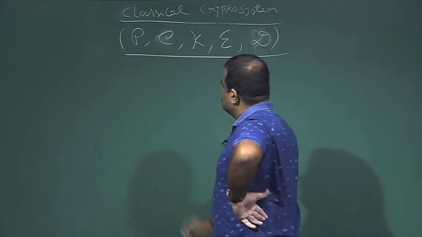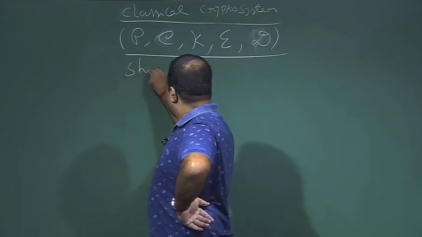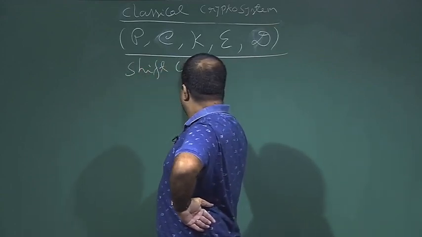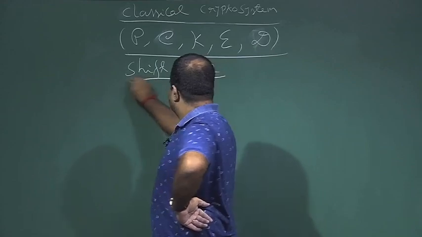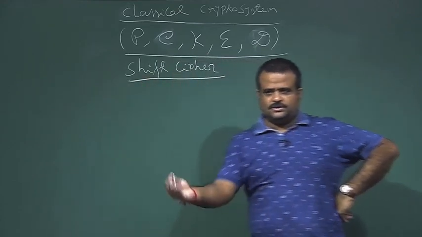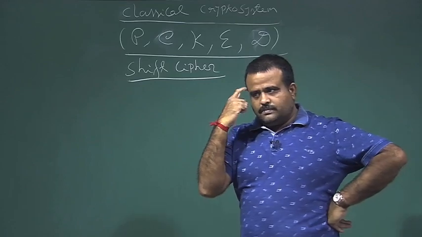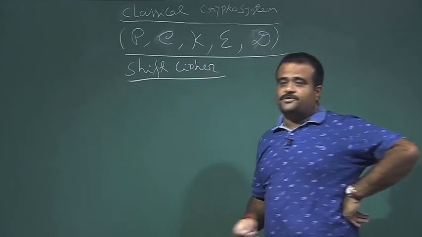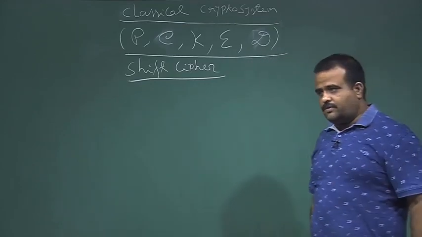Okay, so we will start with the shift cipher, which is a classical crypto system, a very old crypto system. These are all symmetric key crypto systems, conventional cryptography.